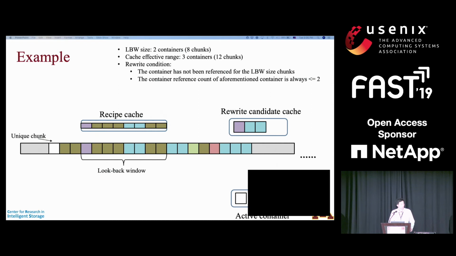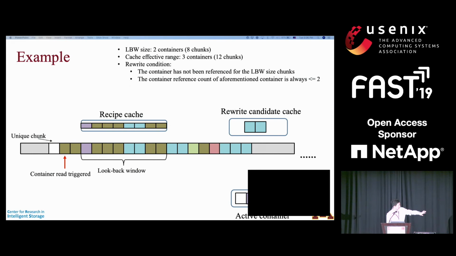At the same time, for those blue ones, there are only 2 of them appearing in the lookback window. We add them to the candidate cache because we don't know whether in the future other chunks from this blue container will appear or not. If they appear, we drop them from the candidate cache. If they do not appear, which means in this range we only have 2 chunks from the blue container, we need to rewrite them. So now the purple one is rewritten to the active container.